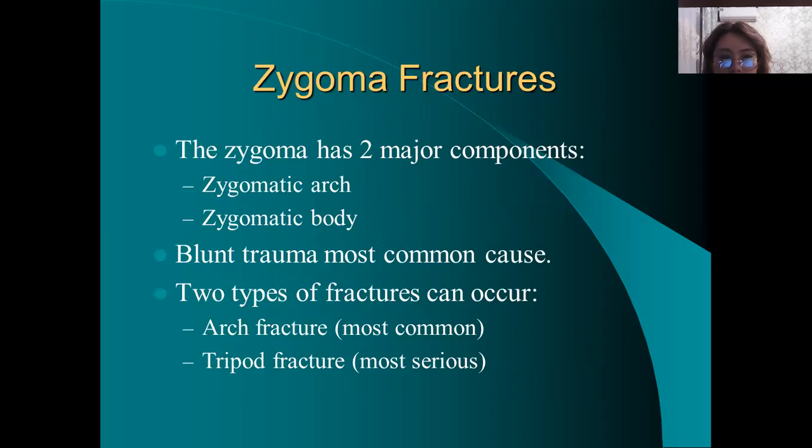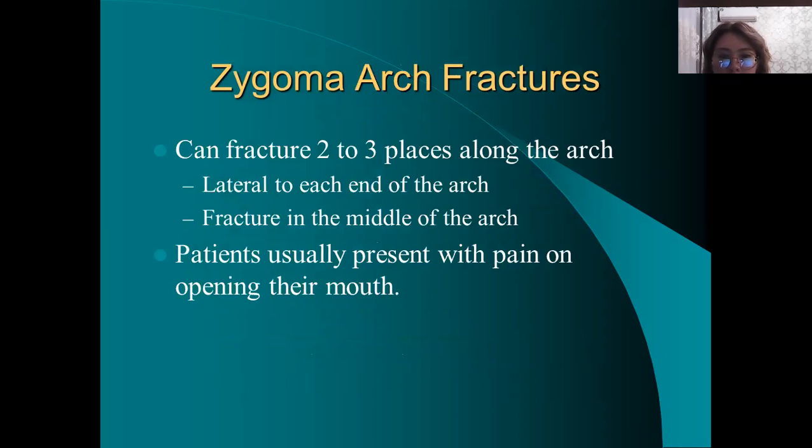Zygoma fractures. The zygoma has two major components: the zygomatic arch and the zygomatic body. Blunt trauma is the most common cause. Two types of fractures can occur: arch fracture and tripod fracture. Zygoma arch fractures can fracture in two or three places along the arch, lateral to each end of the arch, or in the middle of the arch.